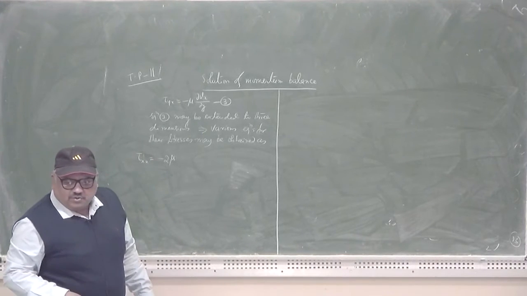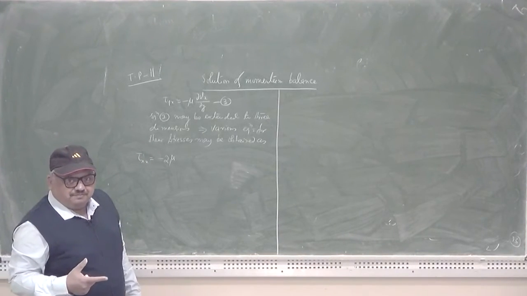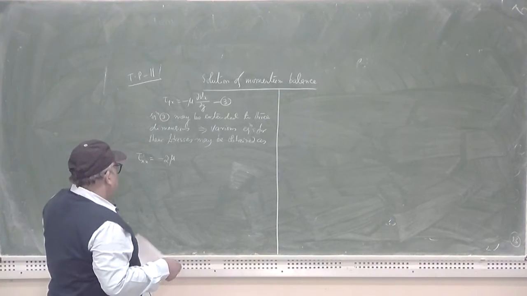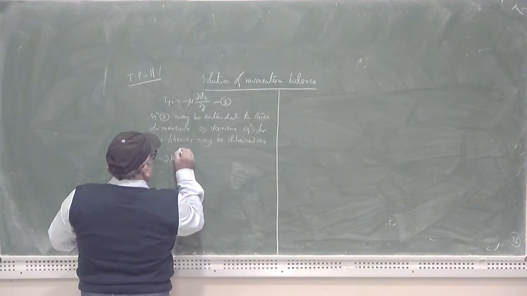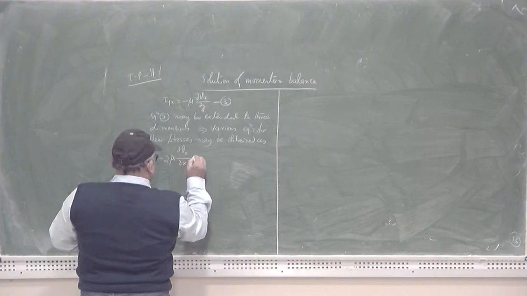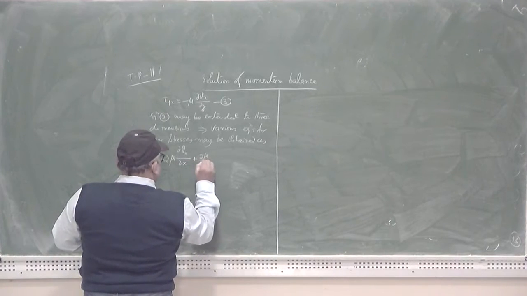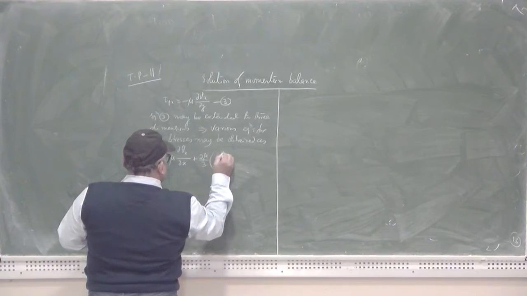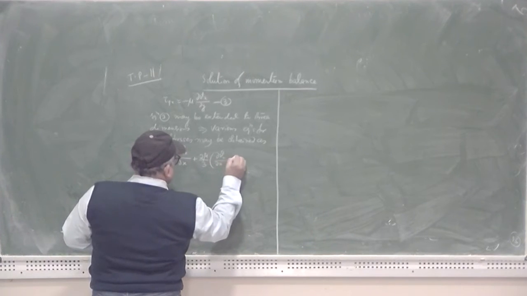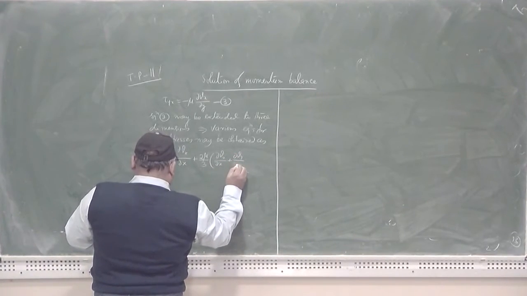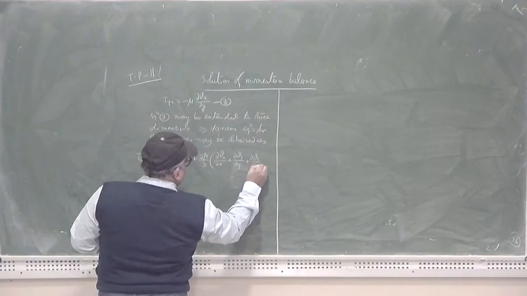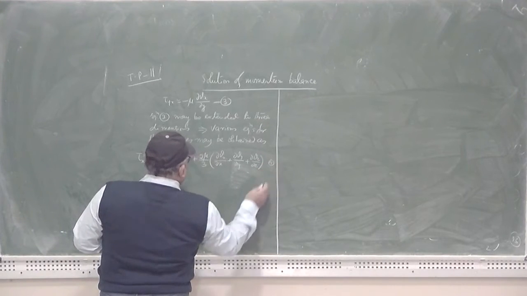Extending this equation number 3 to 3-dimensional cases, the expression for normal stress tau xx is equal to minus 2 mu dvx by dx plus 2 mu by 3 times delta vx by delta x plus delta vy by delta y plus delta vz by delta z. Let it be equation number 4.